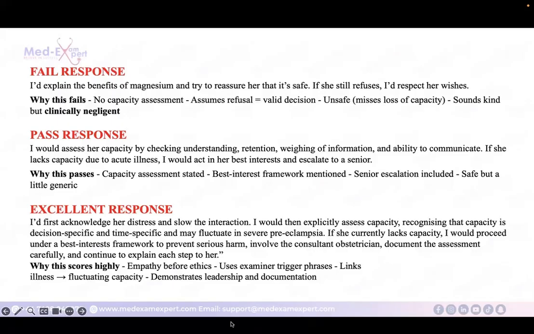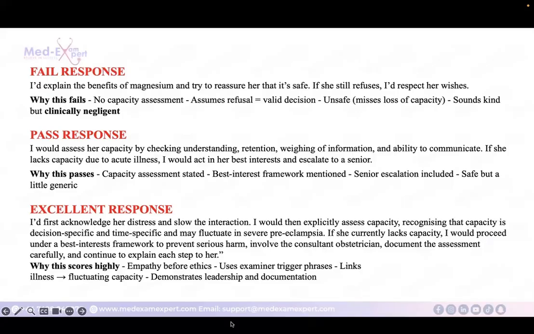I would then explicitly assess capacity, recognizing that capacity is decision specific and time specific and may fluctuate in severe preeclampsia. If she currently lacks capacity, I would proceed under a best interest framework to prevent serious harm, involve the consultant obstetrician, document the assessment carefully, and continue to explain each step to her, right?